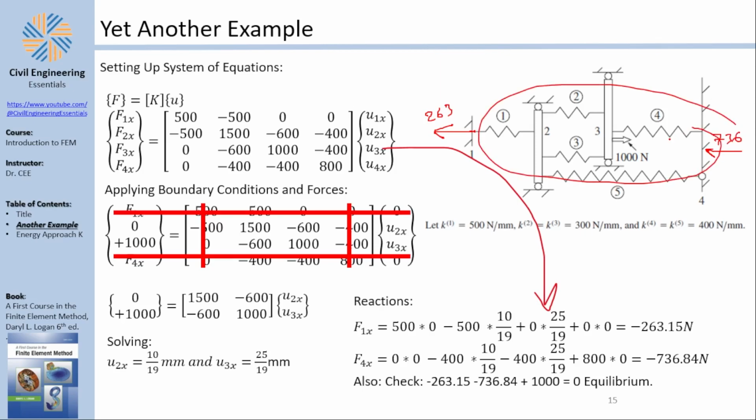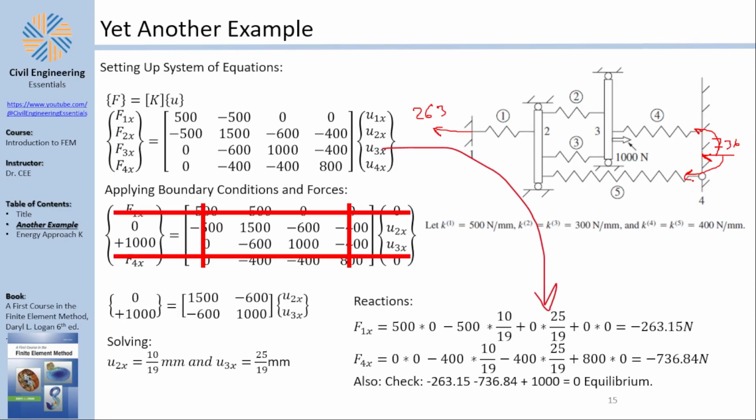Now the question is, I can read your mind, I think. The question is, for the reaction at 1, we understand. It's 263. But at 4, Dr. CE just drew one arrow, 736. But wait, this arrow is basically distributed on 2 elements. So what is the share of each element from that reaction?